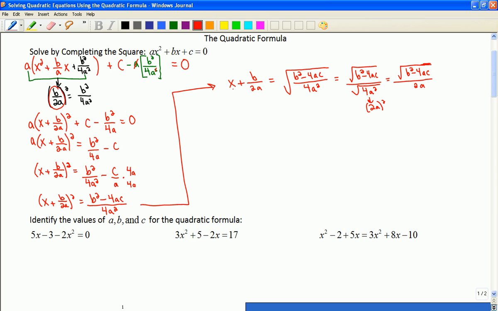So all that's left then for me to do is solve for x. So I'm going to move this term to the other side. So x is equal to negative b over 2a plus root b squared minus 4ac over 2a. And I already have a common denominator, so I'm going to put those fractions together.